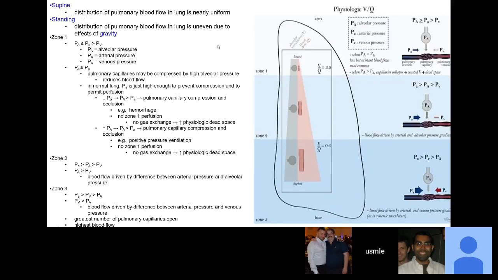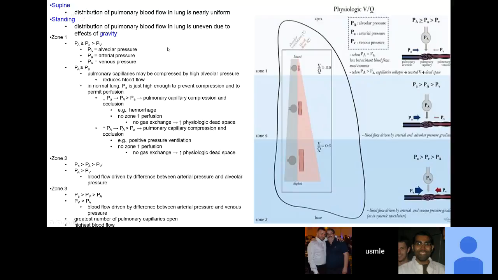So this is what we talked about, a bit more detail. As the value goes, just keep in mind that in zone 1, the VQ should be around 3 because you have a lot of volume, less circulation. And in zone 3, you're going to have the VQ equals 0.6 because the circulation is higher. Keep these two numbers in mind. Okay, and here is going to be almost the ideal, close to 1.